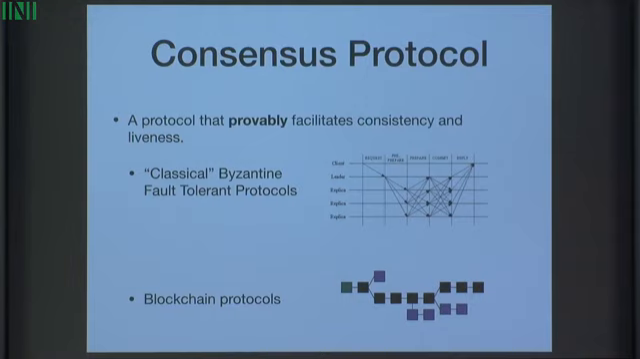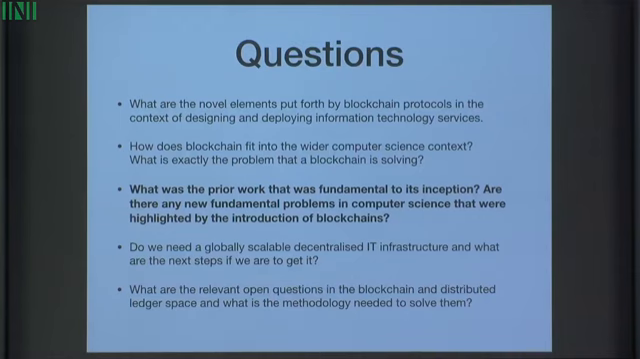We do have a lot of examples of those protocols, starting from protocols that go back to the introduction of the problem in the 80s up to nowadays with the advent of blockchain protocols. So why is there interest in this blockchain protocol specifically, since this consensus problem is something that we have looked at for decades? What was the prior work that was fundamental to its inception? And are there any new fundamental questions in computer science that were highlighted by the introduction of this type of protocol?